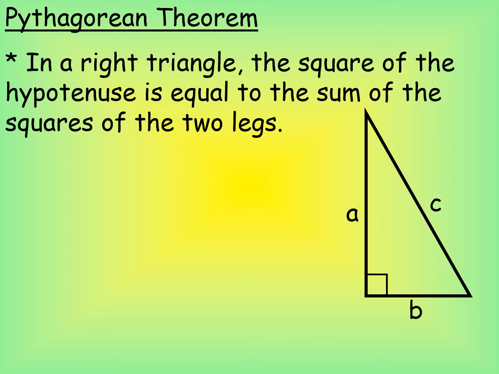So we studied the Pythagorean theorem last Monday. The Pythagorean theorem states that in a right triangle, the square of the hypotenuse is equal to the sum of the squares of the two legs. So we have a squared plus b squared is equal to c squared.